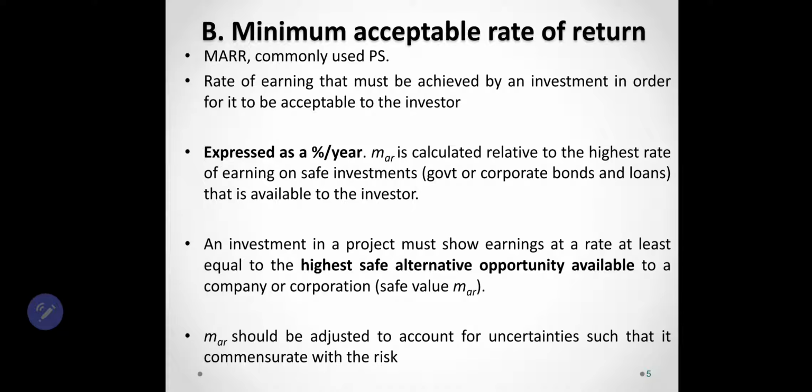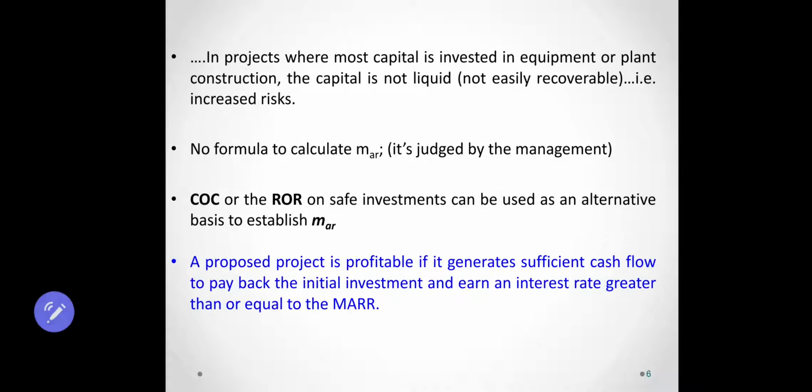So the next one is the minimum acceptable rate of return. This is a commonly used one. As we indicated in the previous slides, it's usually expressed as a percentage per year. And one of the key things is that we need to ensure that the MARR is adjusted to cater for the risk associated with the investment.